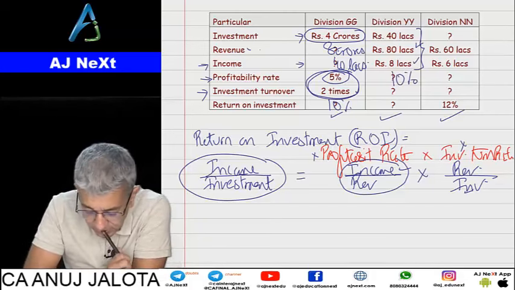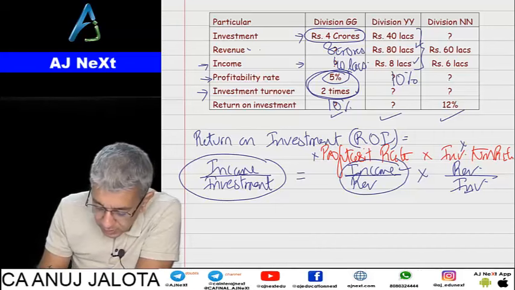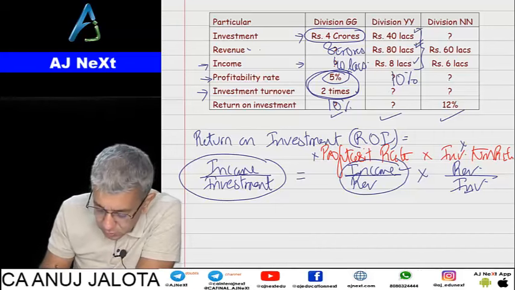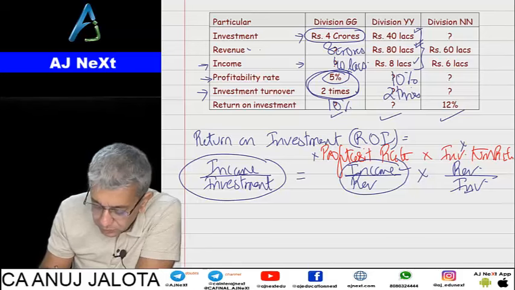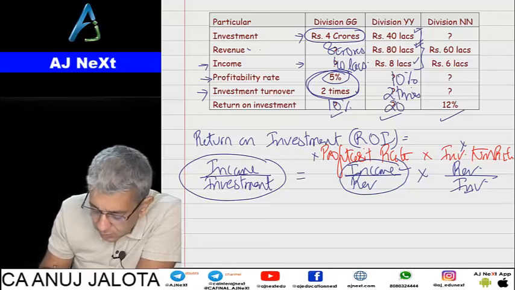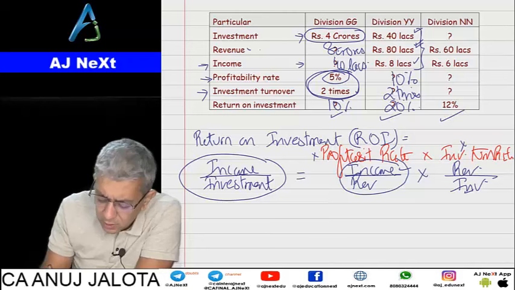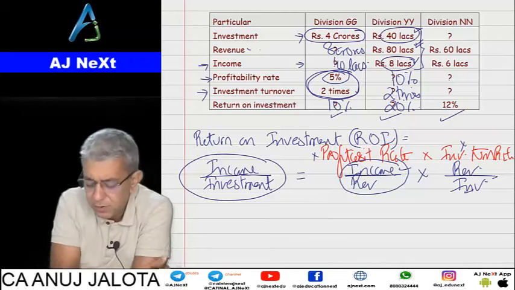Investment turnover will be this upon this, no? So therefore 2 times. So this I guess will come out to 20%. Or you can compute it also, this upon this into 100. Further.